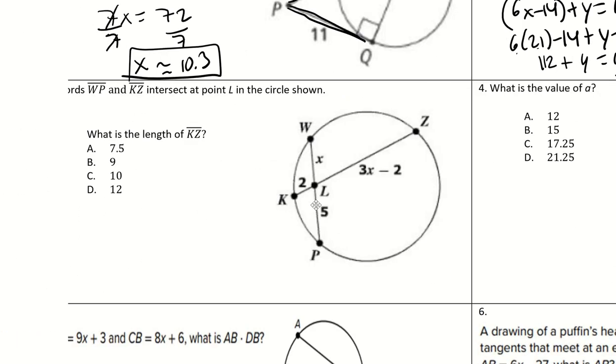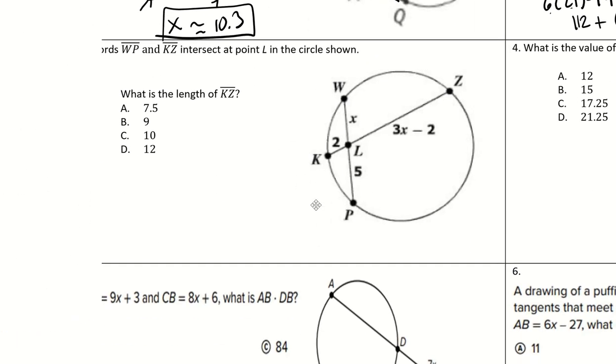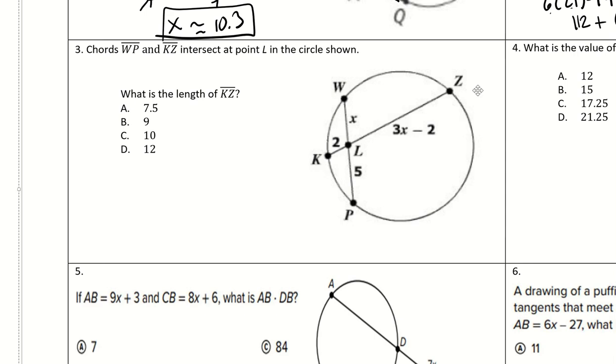All right. So now we have two chords that intersect. Remember that if they cross on the inside, then you simply have to multiply the two pieces. So you would do x times 5, and then you would do 2 times that. Okay, and I should probably code these differently. So x times that, and then 2 times that. So 5 times x equals 2 times that.